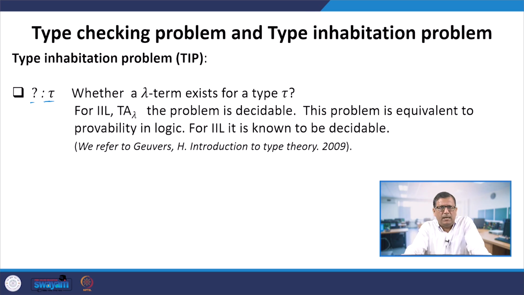Now if that be the case, if we know that provability in IIL is decidable, then all we have to do is take the proof, do that syntactic transformation and get M. And if it is not provable, then we say there is no M. So this answer can be given, and for IIL it is known to be decidable. Please refer to Hermann Goebbels, a very nice discussion; in his lecture notes, Introduction to Type Theory, a detailed discussion is given in this regard. So we are referring to this paper.